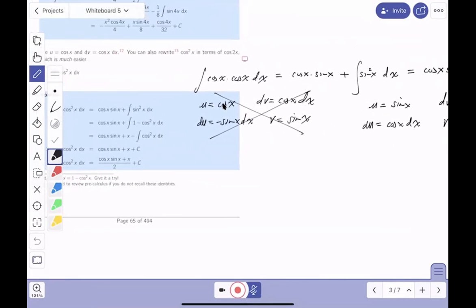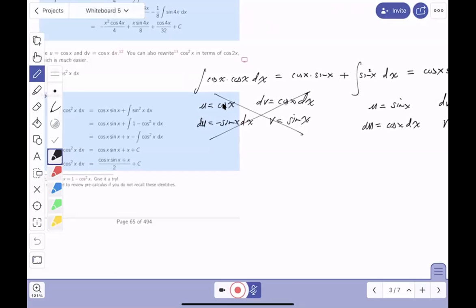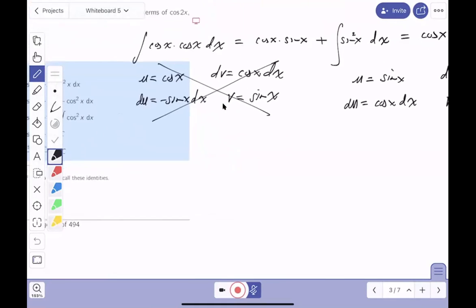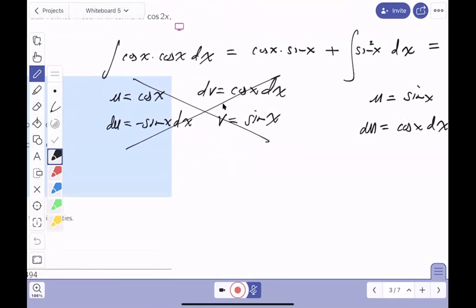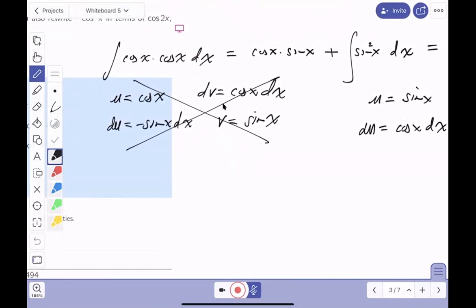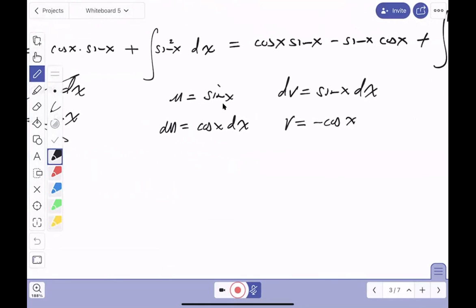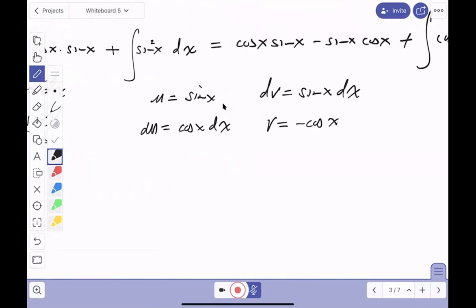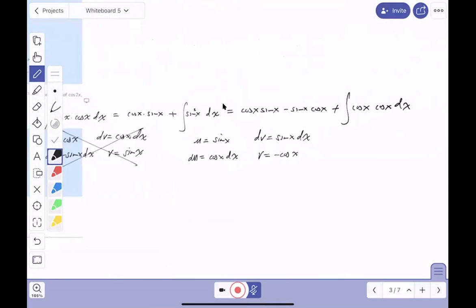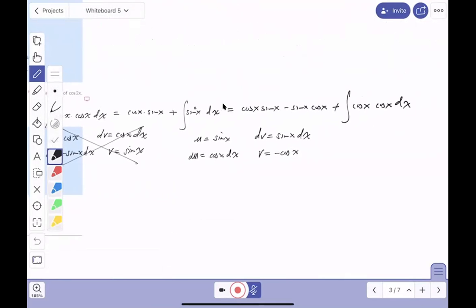U is cosine x and dv is cosine x. The integration would be sine. I did that. Cosine sine. And I got sine squared. I did sine. Derivative of sine is cosine x dx. dv. uv. Yeah, this is problematic because it's just going to keep feeding back on itself. So I have to rethink.